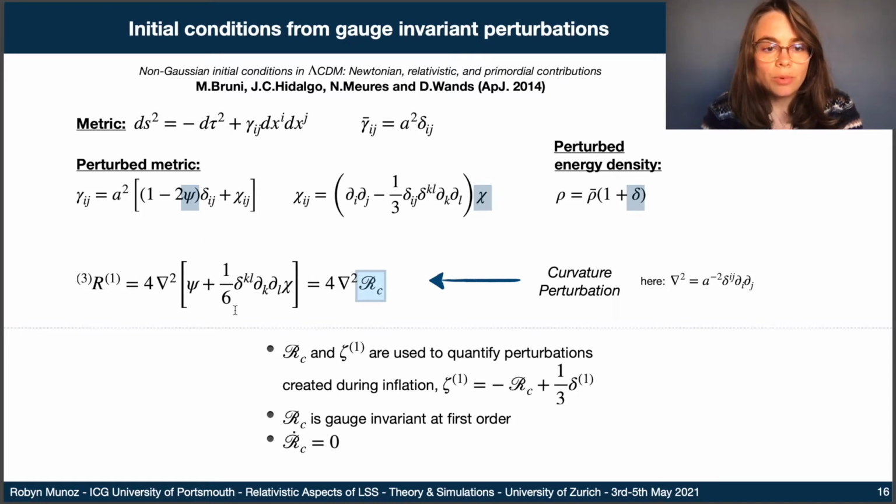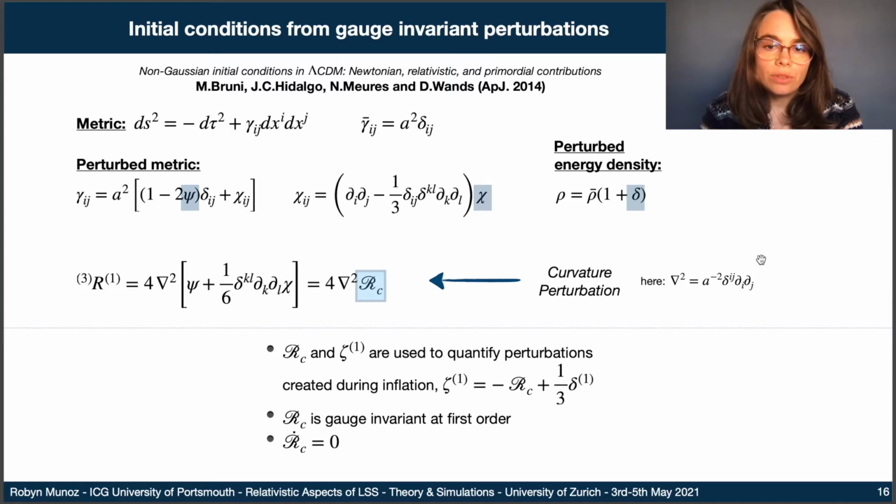The part in the brackets corresponds to the curvature perturbation, and this is interesting because the curvature perturbation is one of the variables, with zeta, that is used to quantify perturbations created during inflation. And it is also gauge invariant at first order, and it is also time independent. So what is done in this article is they expressed these three scalar perturbations as a function of R_C. So we only need to define R_C to completely express the whole system.